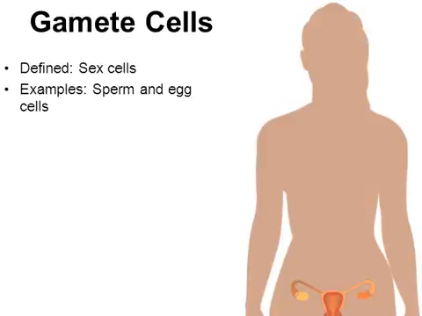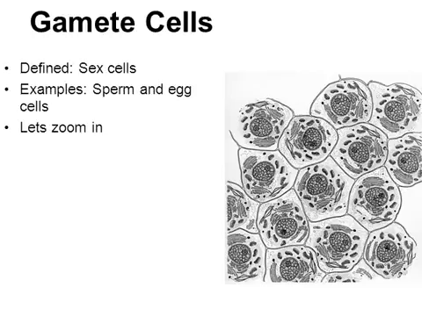So gametes, sperm cells and egg cells. But let's zoom on in. We're going to zoom on in this example to female gametes. But men, we also have gametes. Our sperm cells are housed inside of our testes. Let's zoom on into a female ovary right now. And when we zoom on into a female ovary, we see a bunch of egg cells inside the ovaries. Well, let's zoom on into one single egg cell.